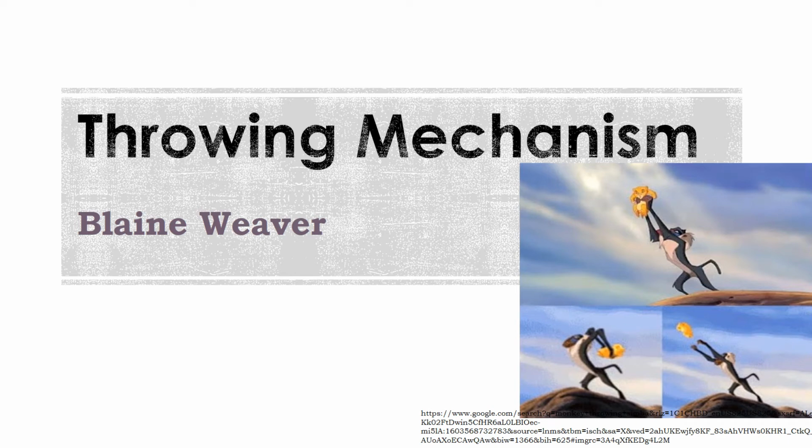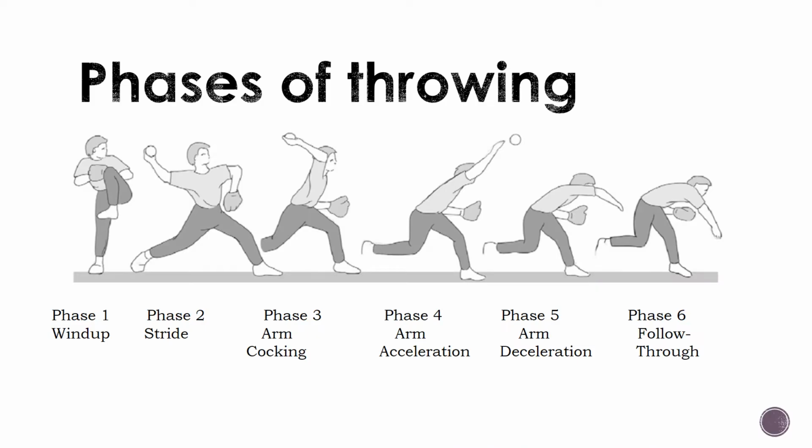My presentation is Throwing Mechanism, again, by Blaine Weaver. There are the 6 phases of throwing. Starts with wind up, stride, arm cocking, arm acceleration, arm deceleration, and follow through.